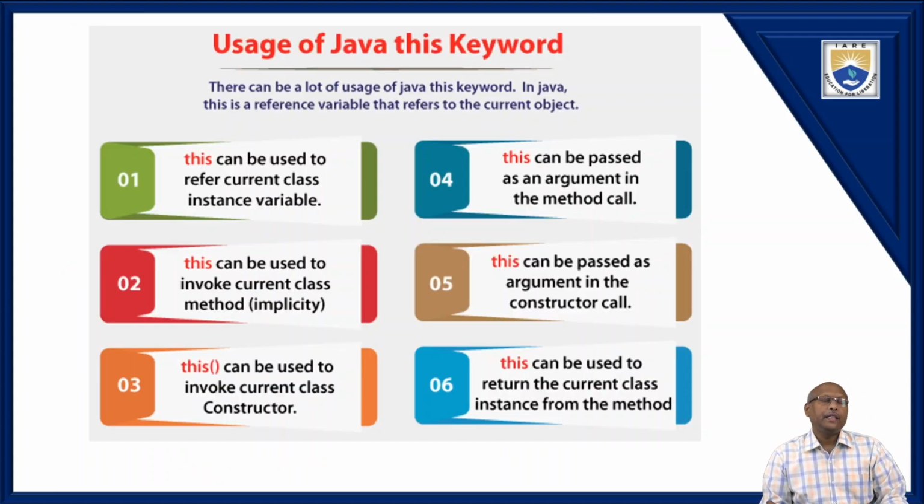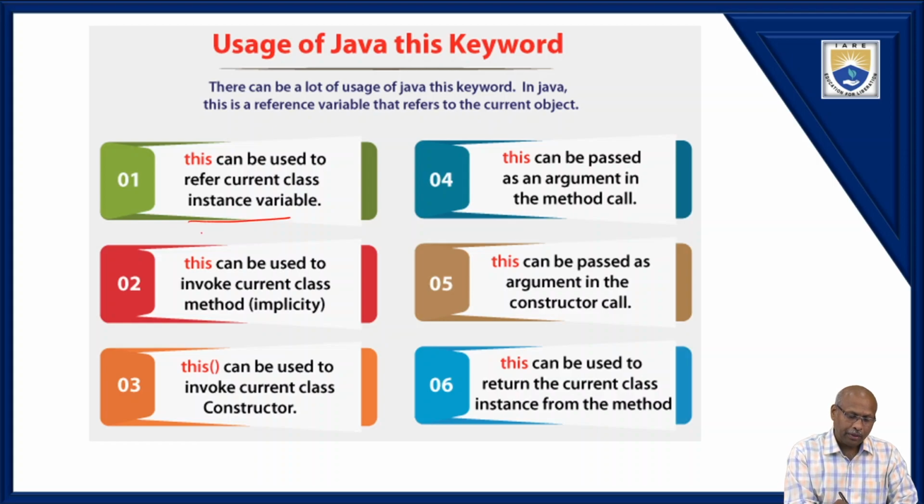And there is one more keyword called this. This is also an important keyword. This is also a built-in referential object, a self-referential object. This is available in Java, which is used for 6 different purposes. This can be used to refer to the current class instance variable. Whenever you want to refer to the current instance variable, you can use this dot variable name or this dot method. Whenever you want to use any member of the current class, you can use this keyword.